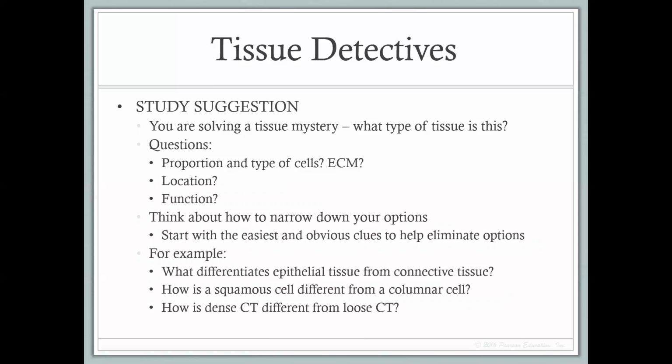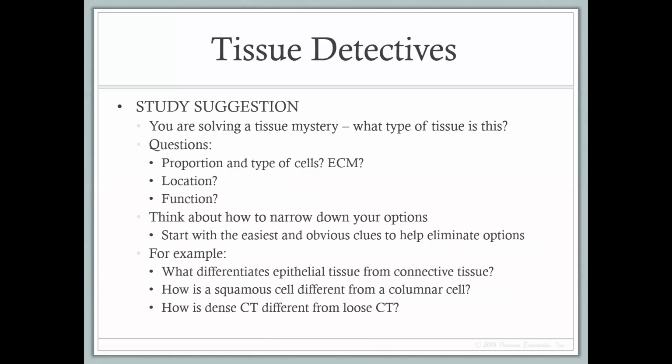If, as we saw a couple slides ago, the function is a wall, a barrier between the inside of your body and the outside of your body, we're going to already assume it's epithelial and investigate from there. If it's transport, well, maybe we're going to be thinking something like connective tissue. We're already starting to think maybe it's blood, but at least it gives us a place to start. So remember, it's all about trying to narrow down your options. Start with the easiest and most obvious clues to help eliminate options.